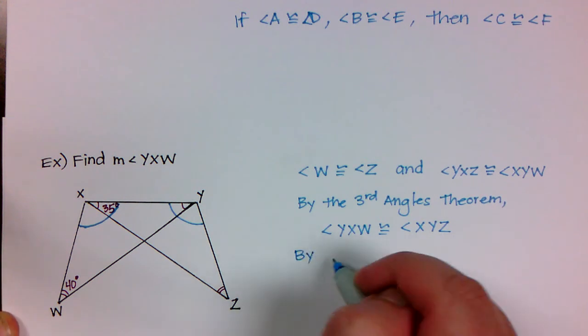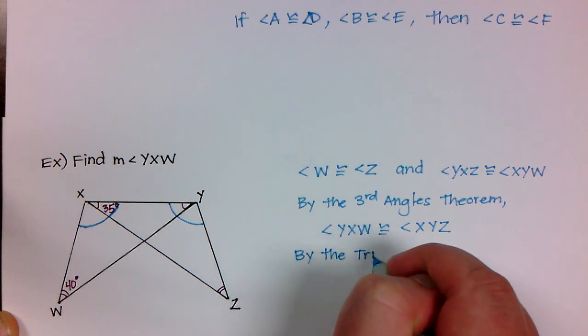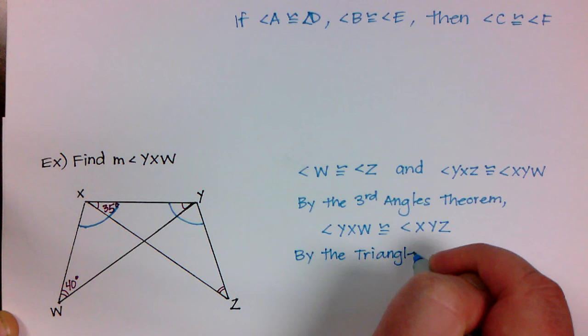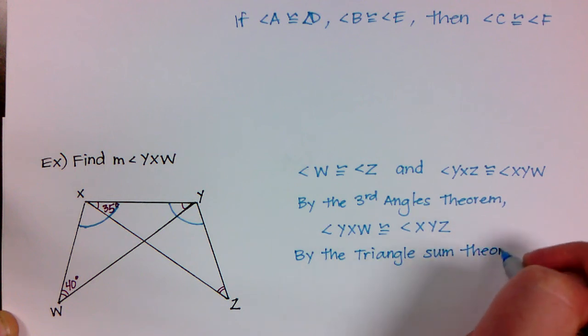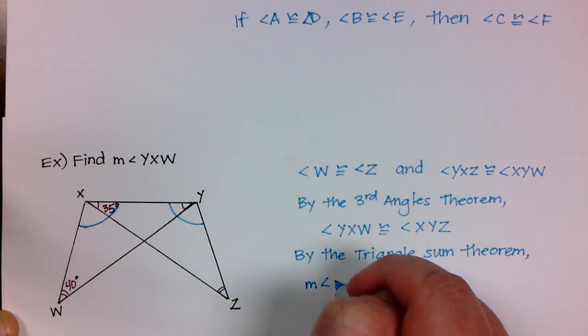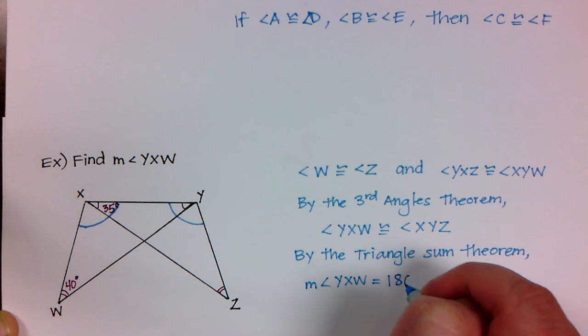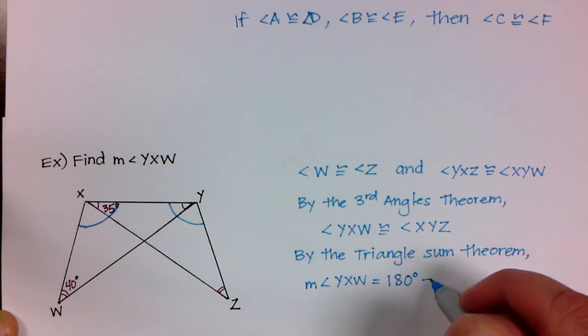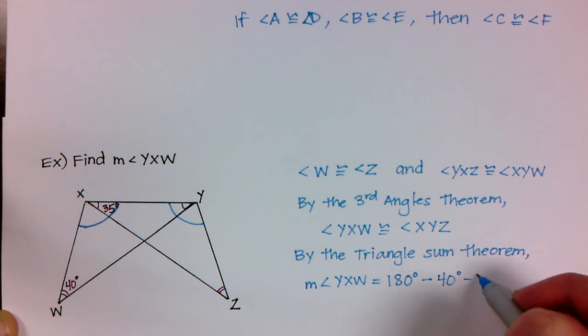By the triangle sum theorem, the measure of angle YXW is equal to 180 degrees minus 40 degrees minus 35 degrees.